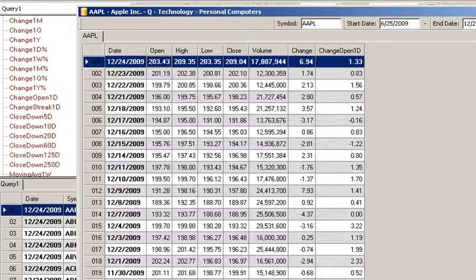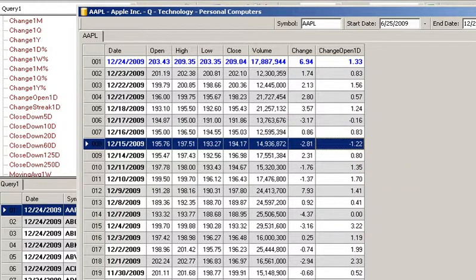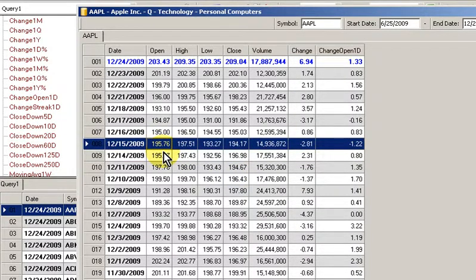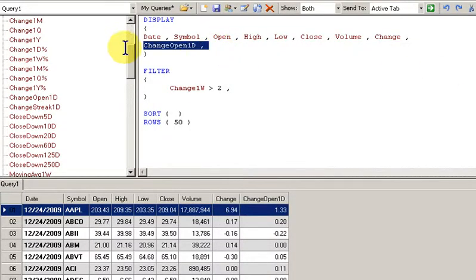Of course, it could be negative too. It could open down. In this particular example, its previous close was 196.98, and its open was 195.76, and it was down $1.22. You could use this to maybe say show me stocks that were up 50 cents and closed up $2. It was strong all day. Or a query for stocks that were down 50 cents and closed up, so it recovered. So it could be interesting. Alright, so that's change open 1 day.